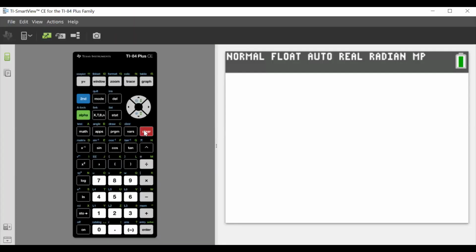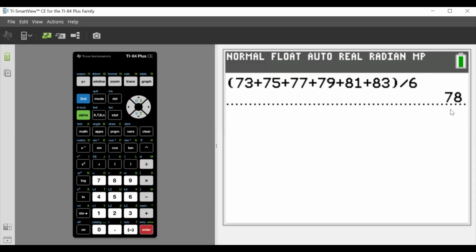So let's clear that out. So we had 73 plus, oops, let's do this. Put our parenthesis. 73 plus 75 plus 77 plus 79 plus 81 plus 83. Well, I can't hit the buttons right today, but that's okay. And there was 6 of those, so now we divide by 6, and we get the average of 78. All right, so that's going to be our average.